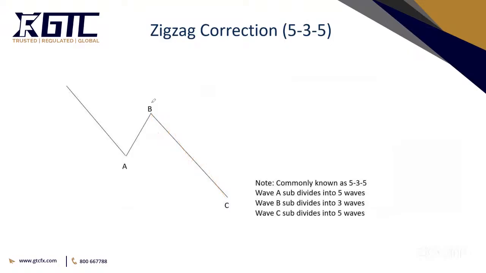And wave B, one practical trading tip to remember: wave B normally reverses from a 38 or 50% retracement. It doesn't go much deep, maximum 68% retracement, and turns lower. All right, that's a zigzag. It's a 5-3-5, the easiest pattern to identify.